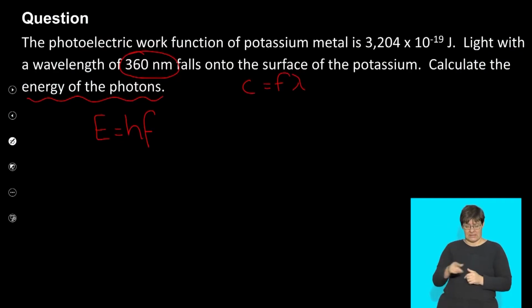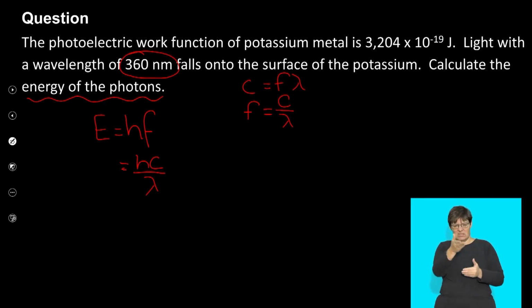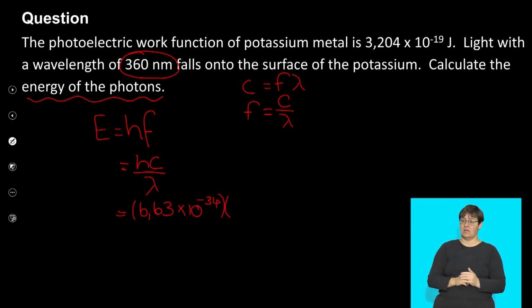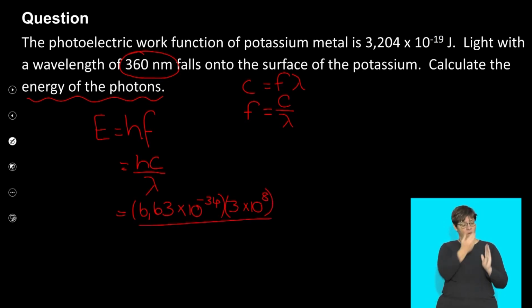So frequency is actually the speed of light divided by the wavelength. So I can go h times c divided by lambda. The first two are given, they're constants. So this is 6,63 times 10 to the minus 34 times 3 times 10 to the 8. Information given to us on our information sheet.